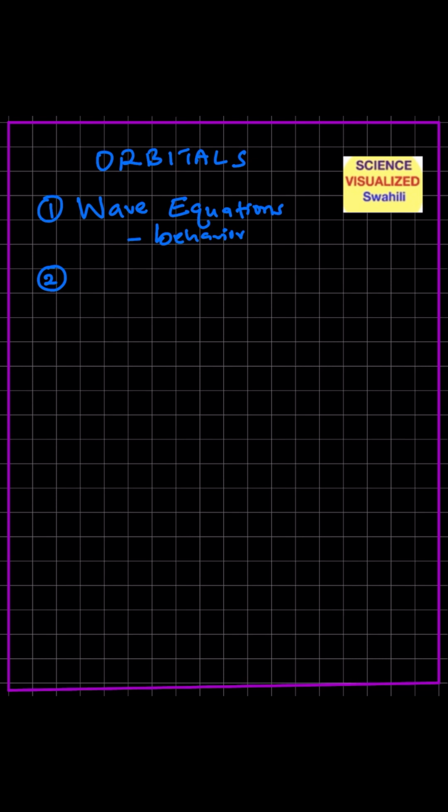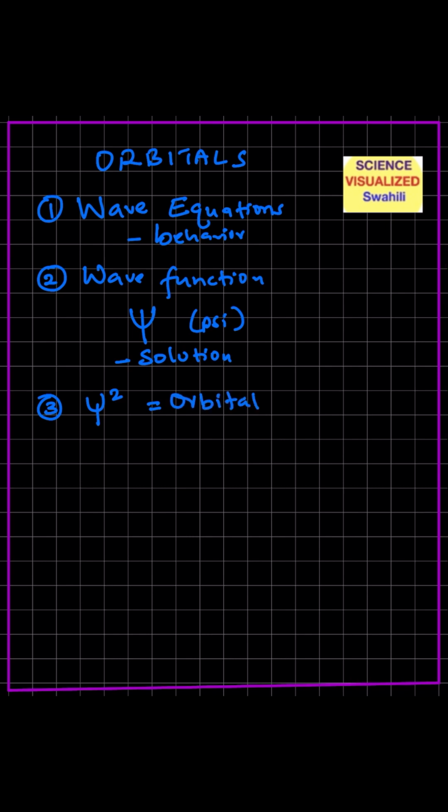Number two, we're going to look at a wave function. That's written as psi. A wave function is a solution to the wave equation. Number three, the square of the solution to the wave equation is called an orbital. An orbital describes a region in space where you have greater than 90% probability of locating an electron.